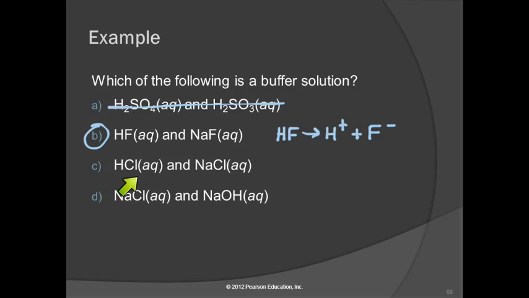Now, this one, HCl and sodium chloride, looks like it would be a buffer solution because here we have HCl, that's an acid, and here's the chloride, that's the conjugate base. The problem is this is a strong acid. The strong acid ionizes completely, and so you don't have any acid left to be neutralizing the base, so that one's not.